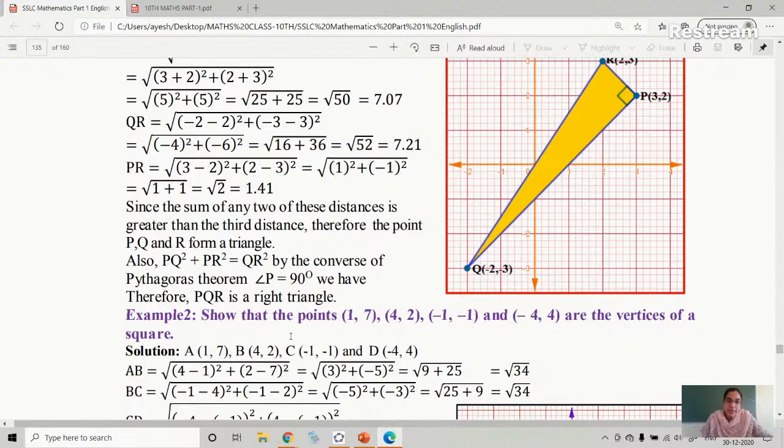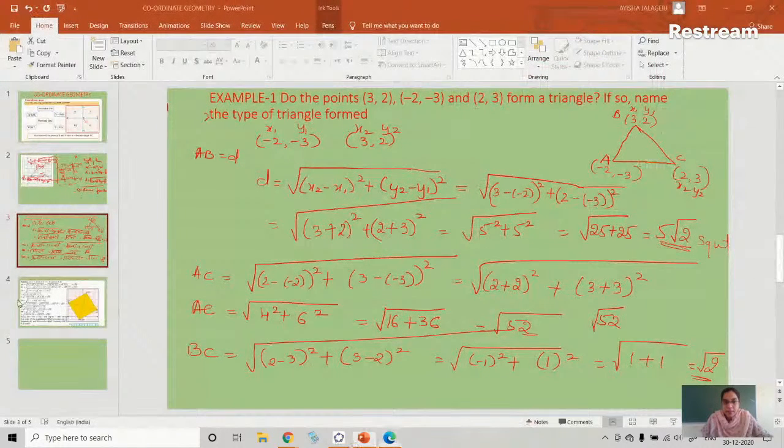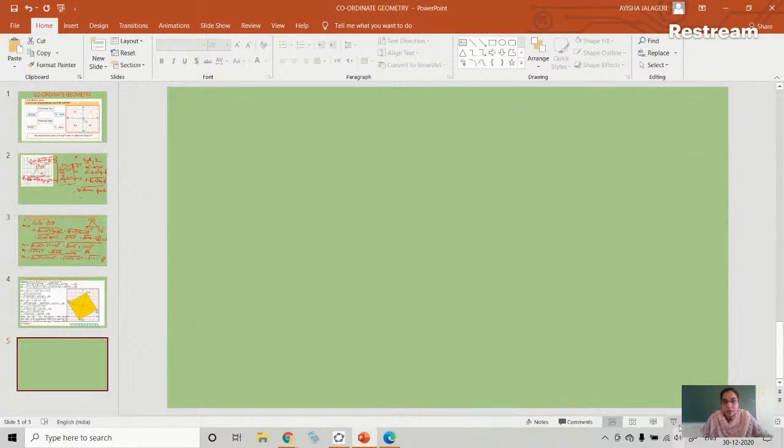How you are going to show it as a right angle triangle here? Yes, this is your question. Here AB is root 50, BC is root 2, and AC is root 52. How are you going to show it as a right angle triangle, or how are you going to represent it? As I said, first it should be a triangle. It is a triangle. Yes, because AB plus BC is greater than AC.